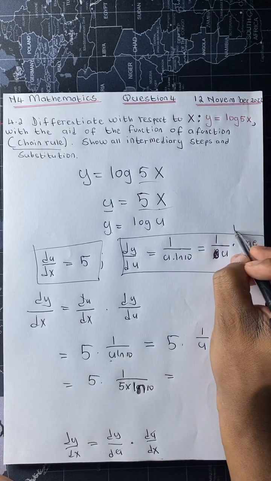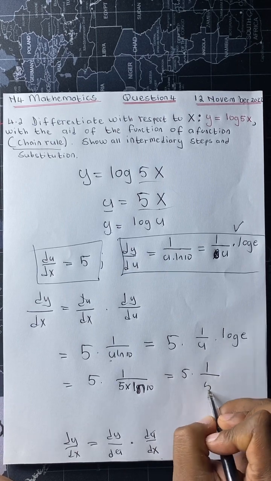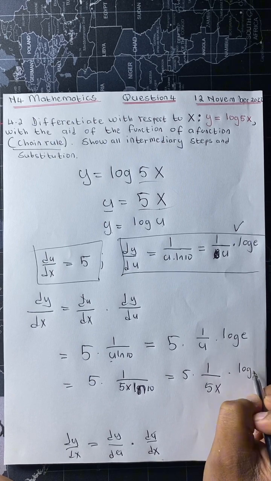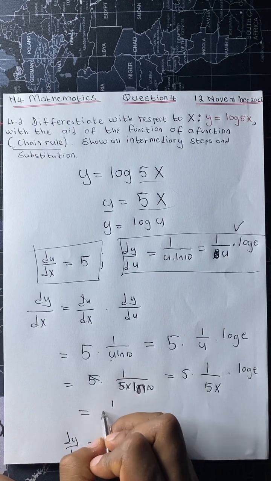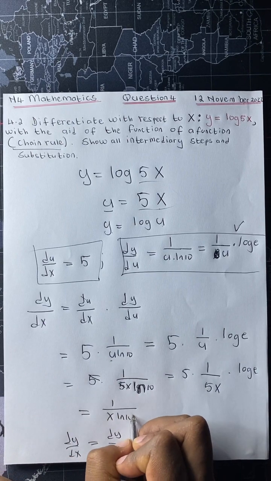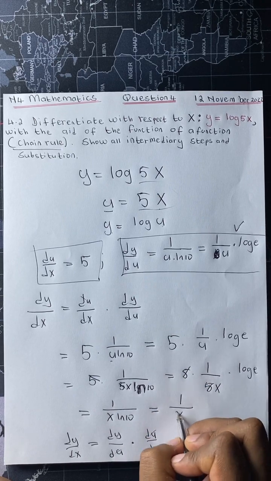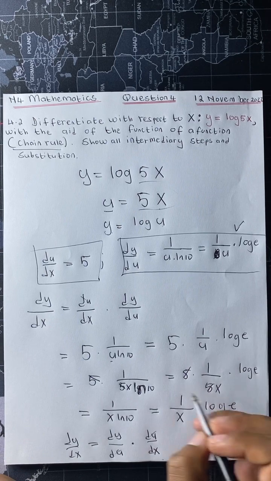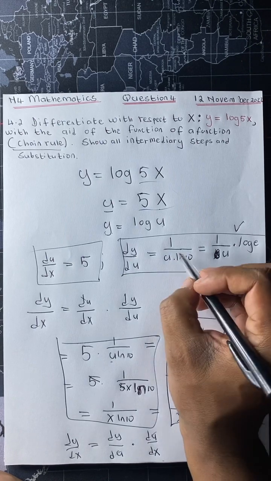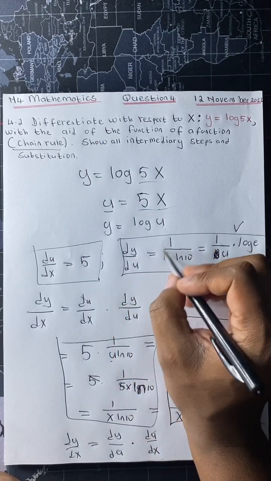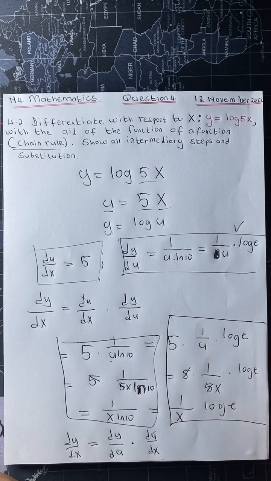And if you choose that other side, this will be equal to 5 multiplied by 1 over 5x multiplied by log e. That 5 will cancel out with that 5. So dy over du is equal to 1 over x ln 10, or it's equal to 1 over x log e. So you will either choose this side or that side, based on dy over du being 1 over u ln 10, or dy over du being 1 over u log e.